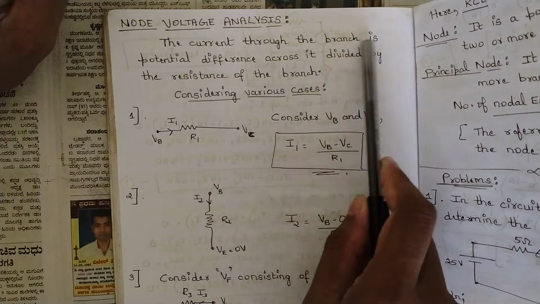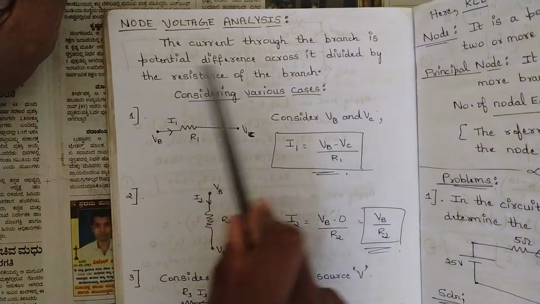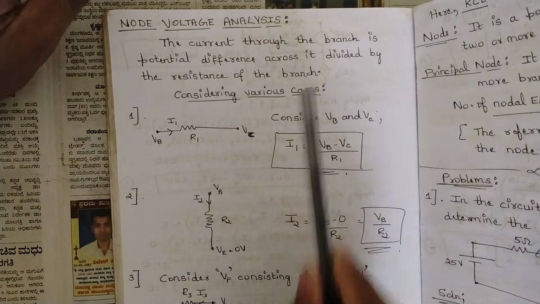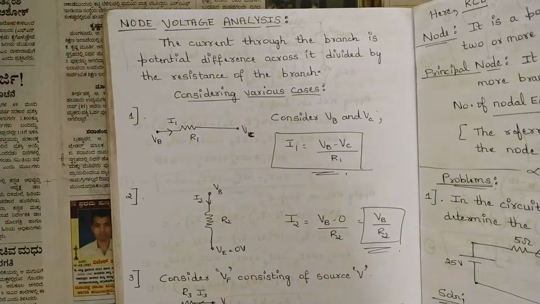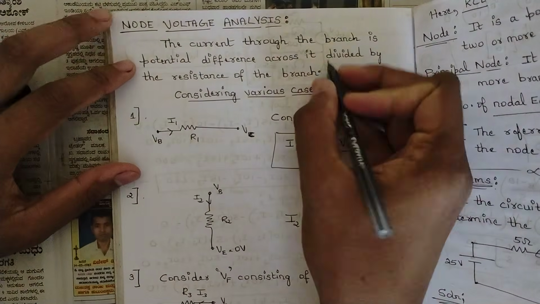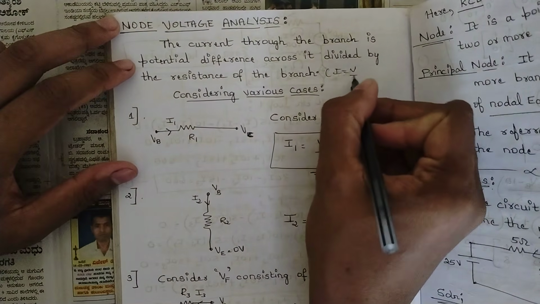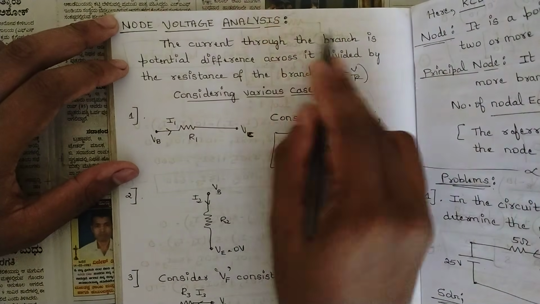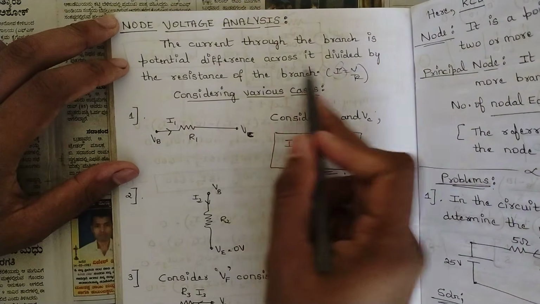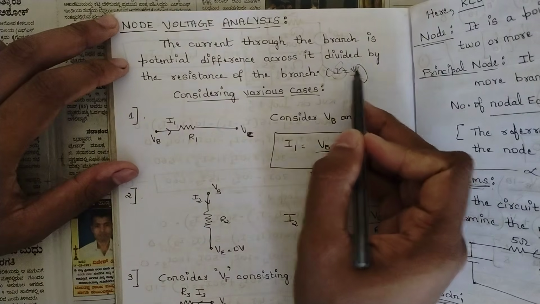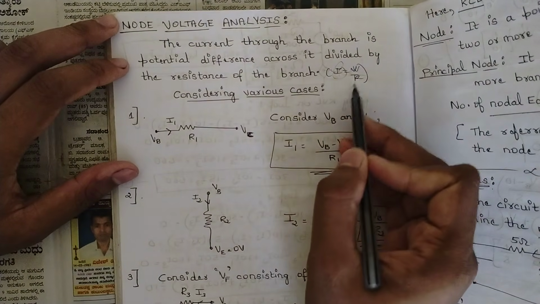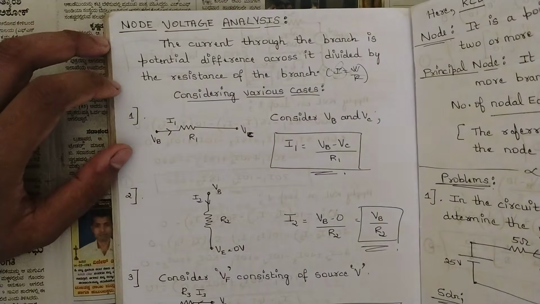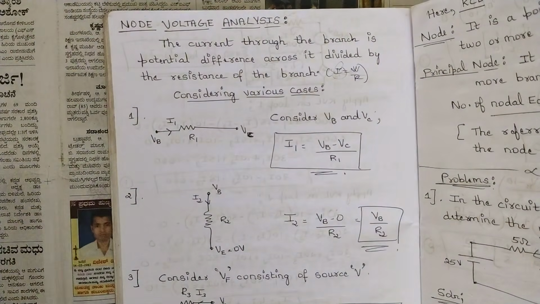The current through the branch is the potential difference across it divided by the resistance of the branch. That is the simple statement given: I is equal to V by R. That is, the current through the branch, I, is the potential difference across it, V, divided by the resistance, R. So now consider the various cases here.